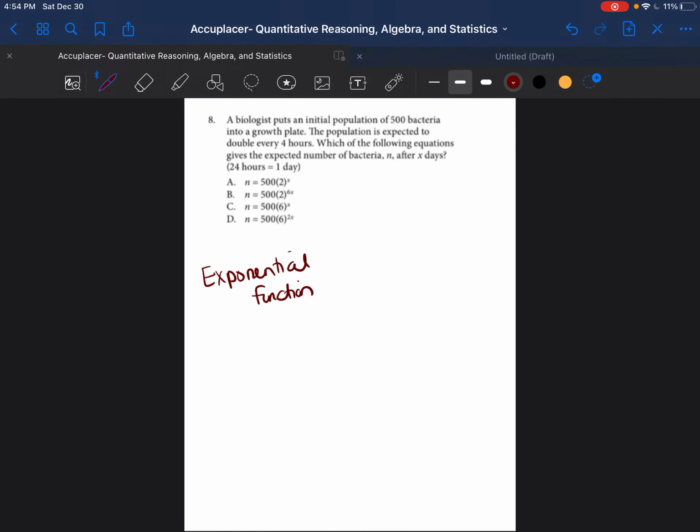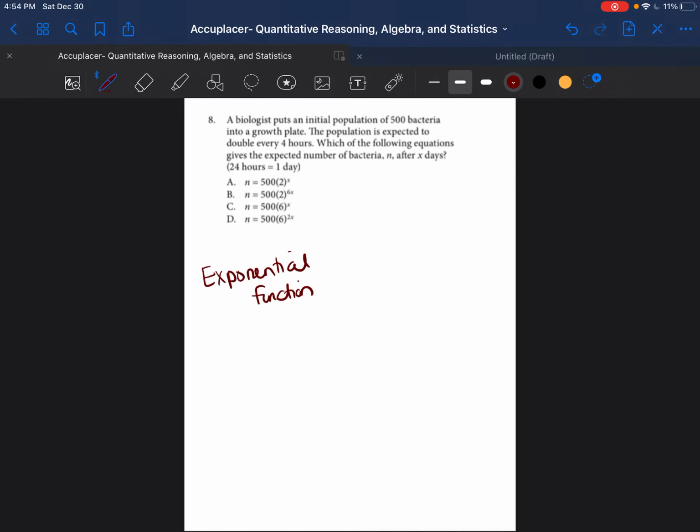Okay, so it says, a biologist puts an initial population of 500 bacteria into a growth plate. The population is expected to double every 4 hours. Which of the following equations gives the expected number of bacteria N after X days? And then they're reminding us that there's 24 hours in a day.